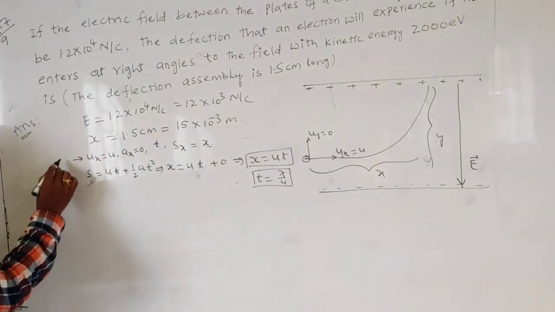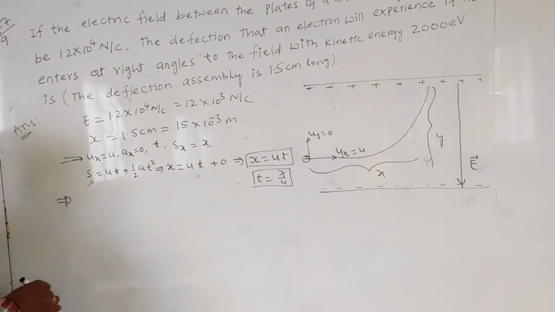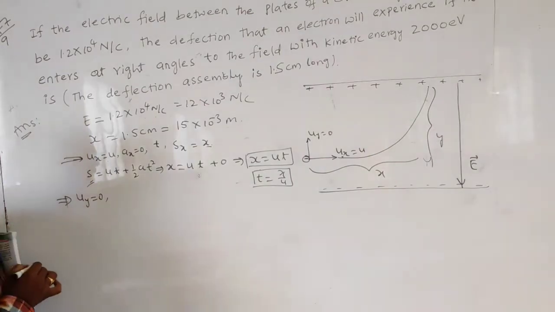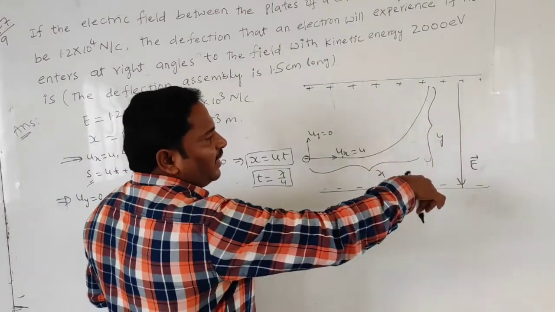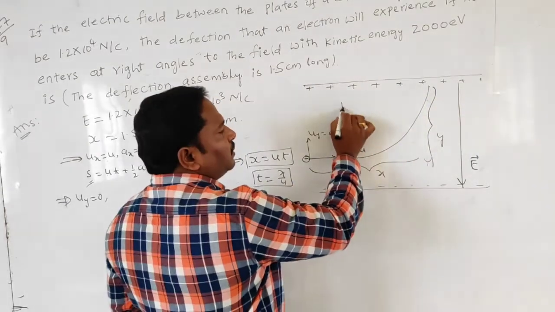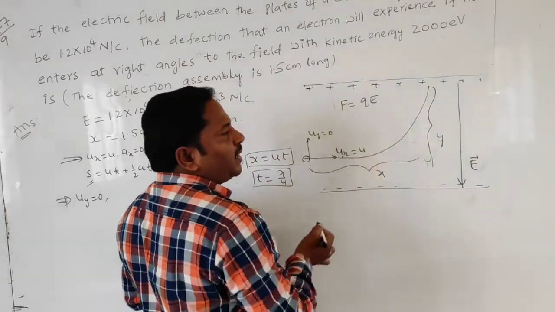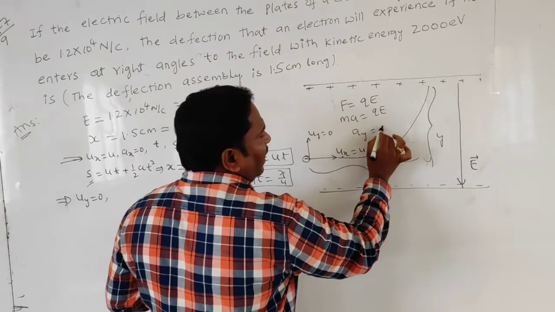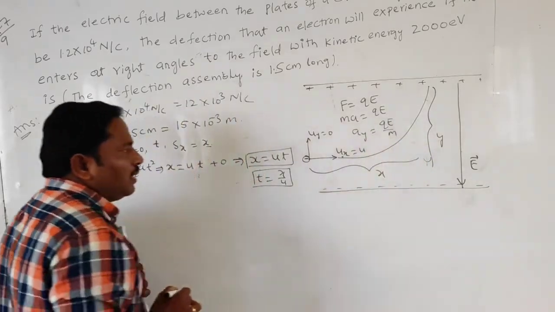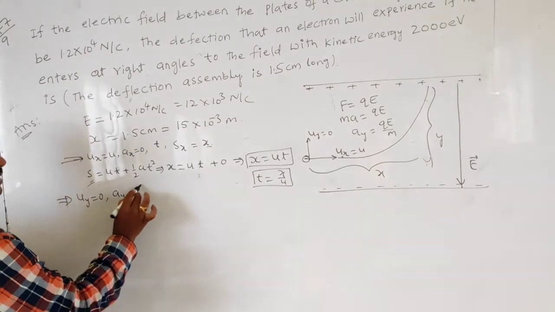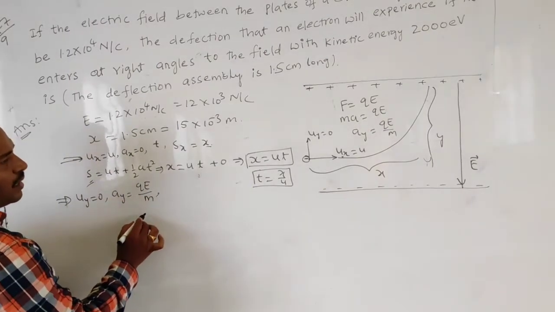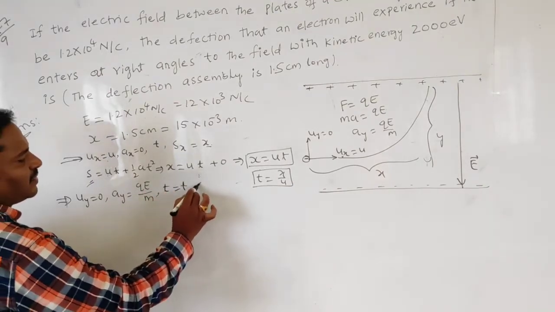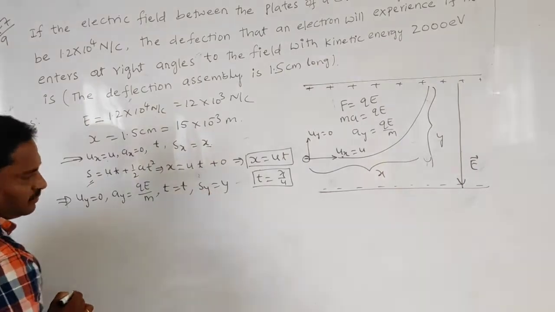The same way we can apply it to the y-axis also. What is the initial velocity along the y-axis? Initial velocity 0. And here the electric field is in this direction, and the motion of the charged particle is upward. So F is equal to qE, the force acting on the charged particle. m into a equals qE, and the acceleration along the y direction is qE by m. Its time is t.